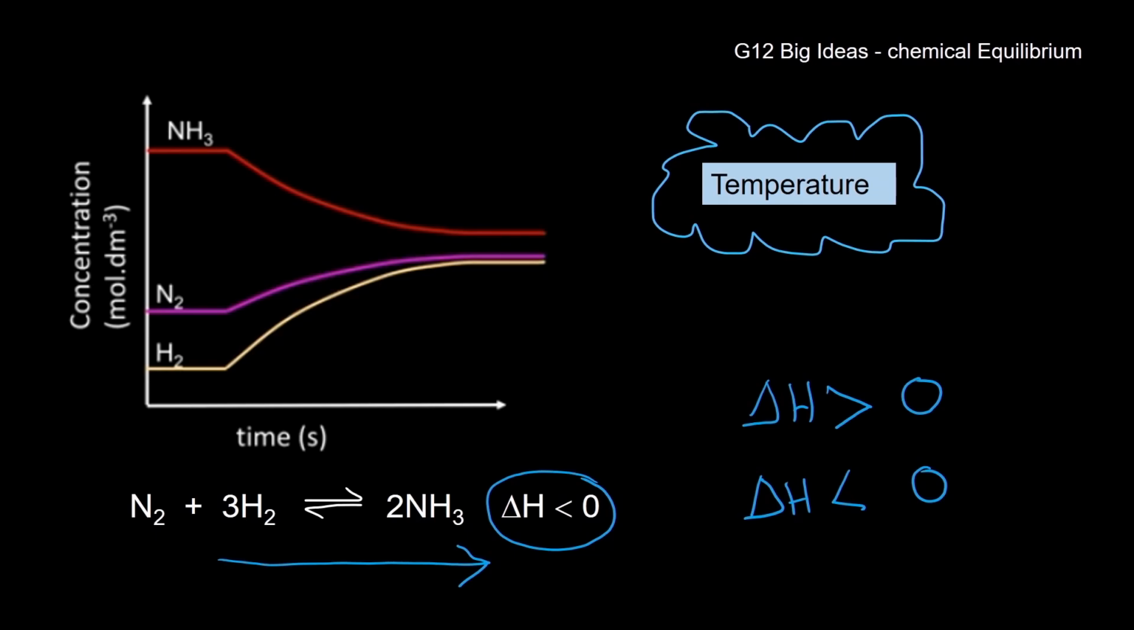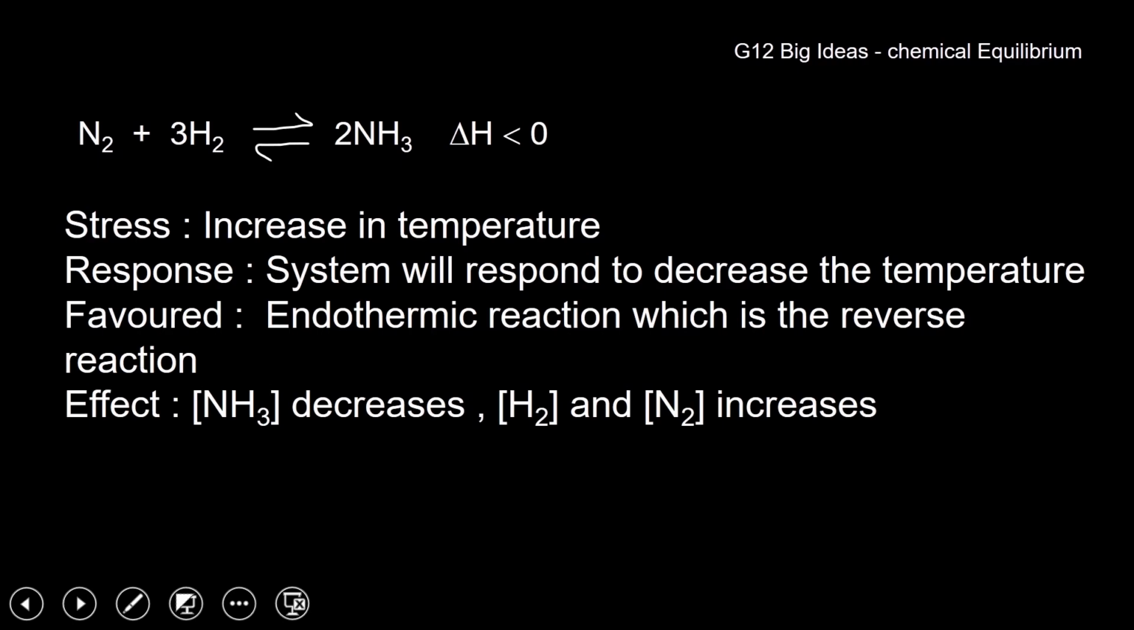Let's say we increase the temperature. The reaction that's going to use up the heat is going to be favored, and so that is going to be the reverse reaction. The reverse reaction is endothermic. That's going to absorb the heat, the increase in temperature, the energy, and so the reverse reaction is going to be favored. In terms of Le Chatelier, this is how we write it.